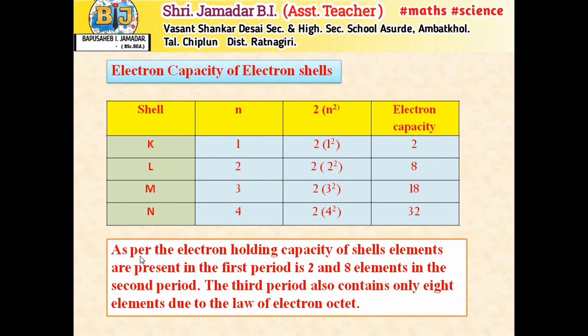As per the electron holding capacity of shells, the number of elements present in the first period is 2 and 8 elements in the second period. The third period also contains only 8 elements due to the law of electron octet.